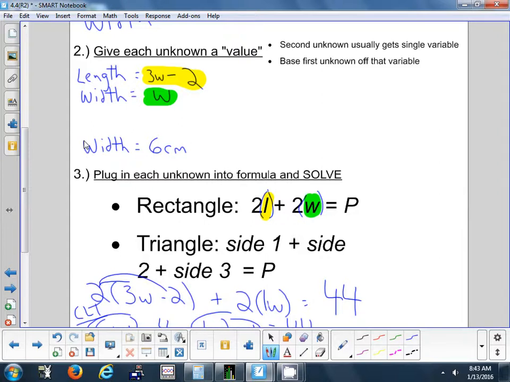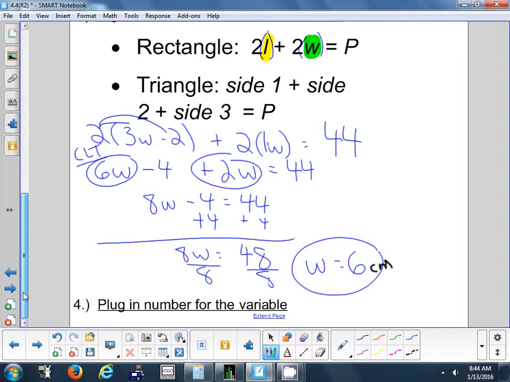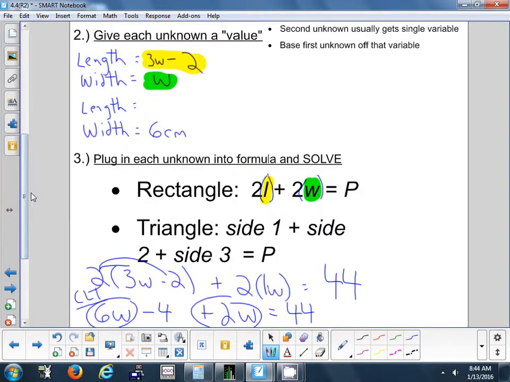That's the easy part. When you do all that work and plug in the formula, you're going to get one of your measurements. You're going to get whatever that single variable was. Now I got to figure out my length. And the step said, number 4, plug in that variable, wherever it shows up. So I got to figure out length now. How would I figure out length?